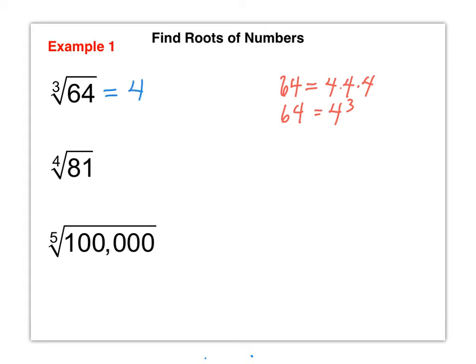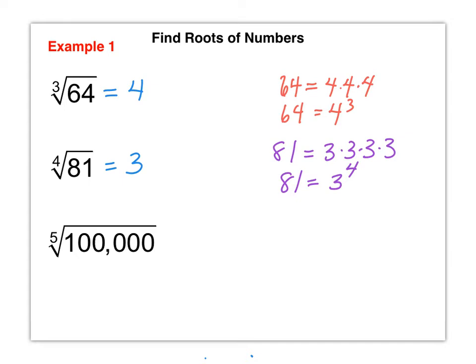Let's find the fourth root of 81. Let's look at how we can write 81, which can be written as 3 times 3 times 3 times 3. So 81 is equal to 3 to the fourth power. So when simplifying the fourth root of 81, you're finding the number that raised to the fourth power will give you 81. And that number is 3.